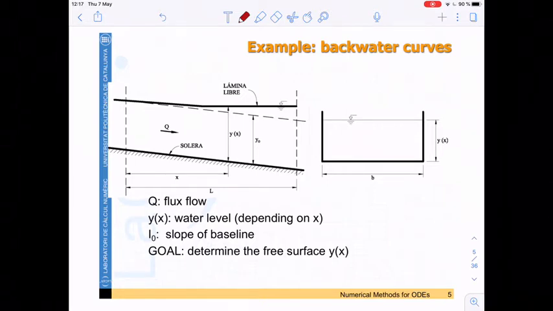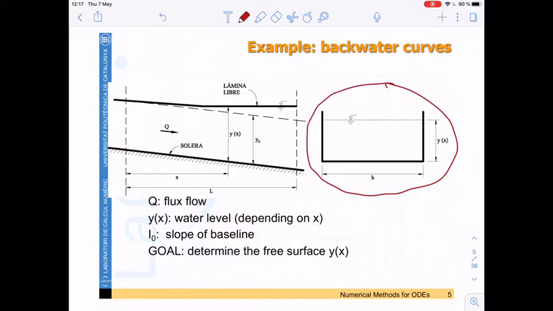Consider a prismatic channel of constant width b, where y of x is the water level. Let q be the flow. y0 is the slope of the baseline, so y0 is this slope, and the goal is to determine the water level y of x.